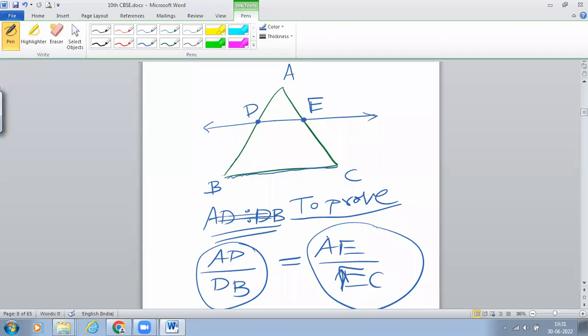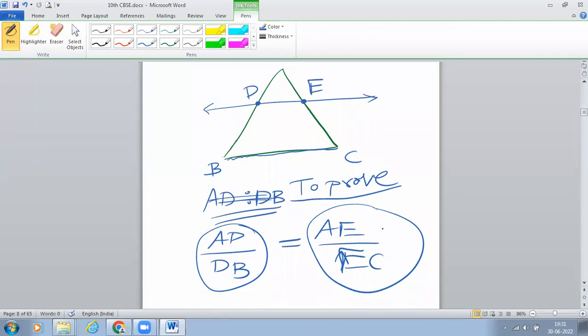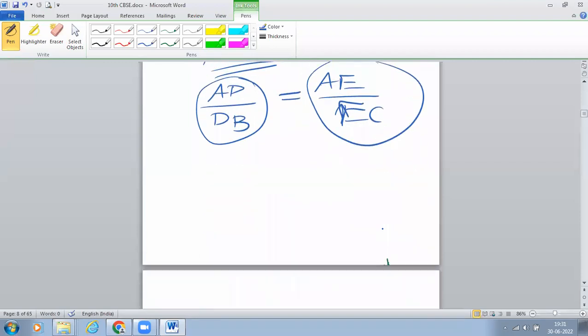A line is drawn parallel to one side of a triangle. Then the line divides the other two sides in the same ratio. That is AD by DB is equal to AE by EC. That is what we have to prove. Are you able to understand up to this step? Yes, sir. Now only we have to write the proof. We are going to do the proof.